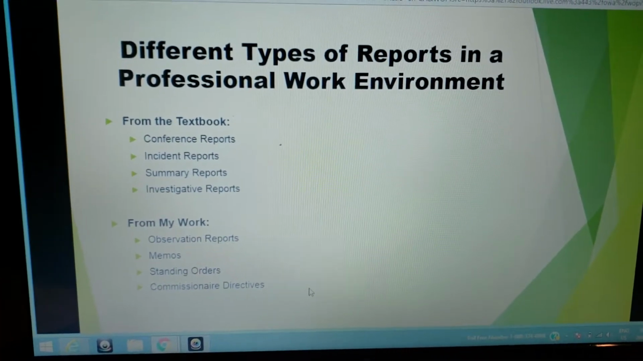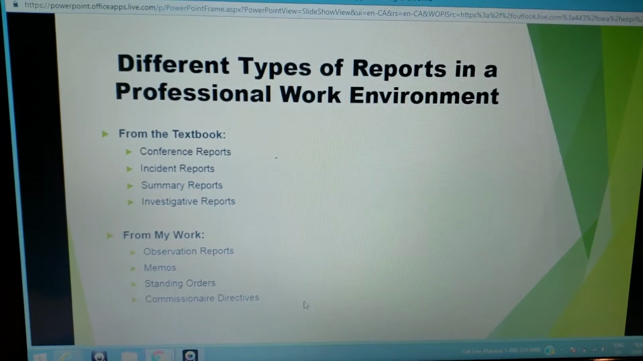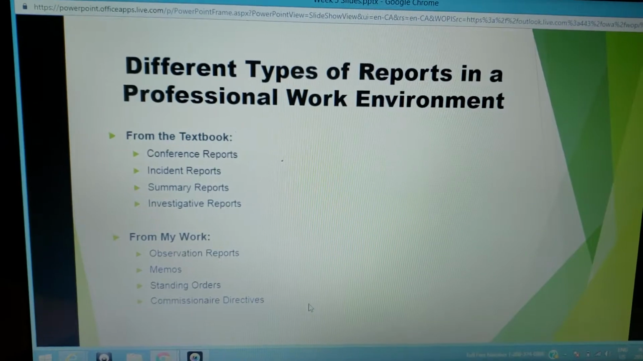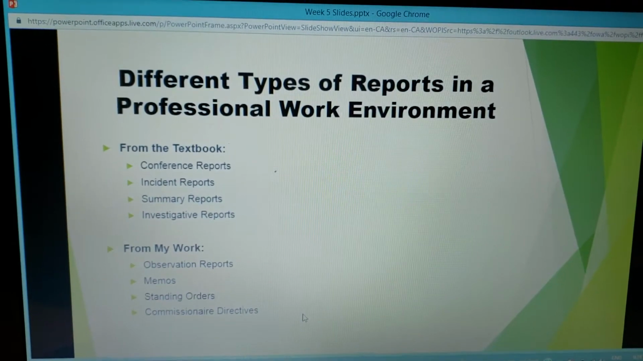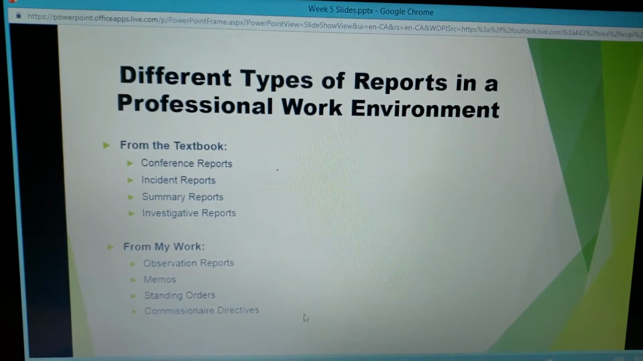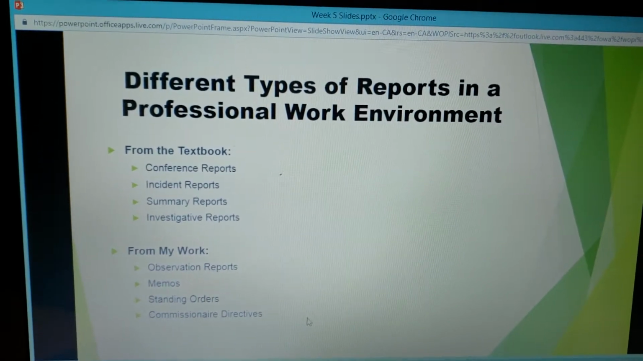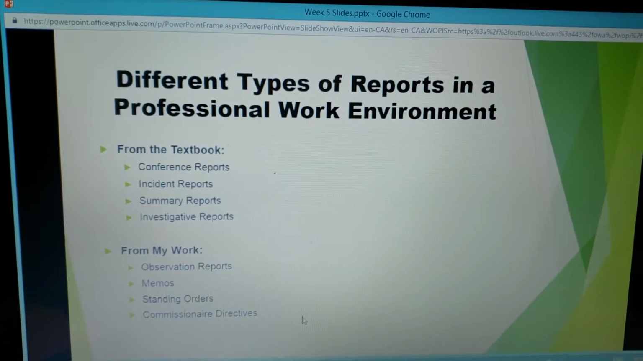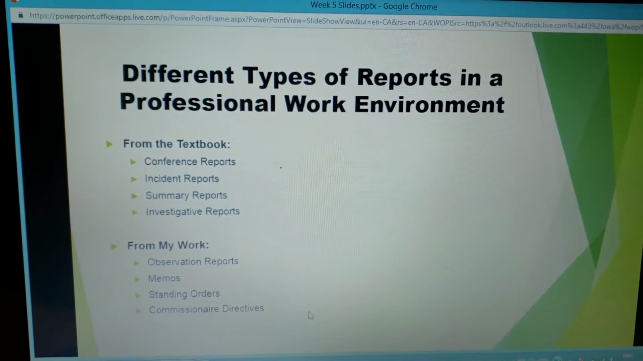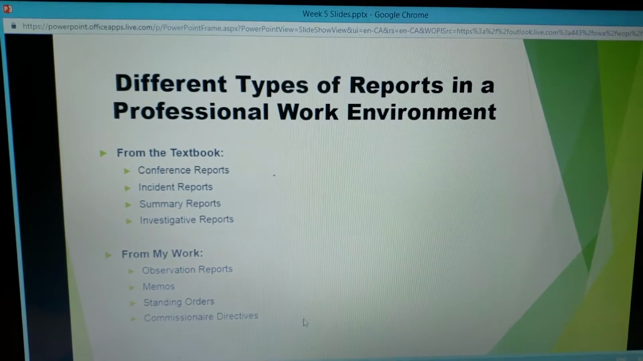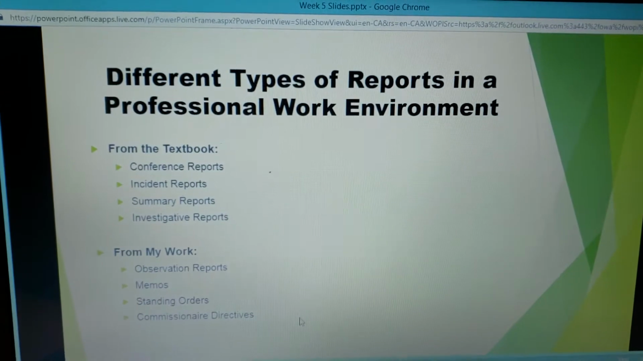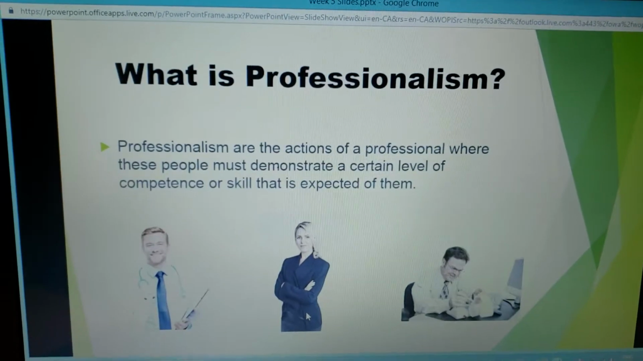Memos in my place of work are usually written and provided through email, where they provide staff with information regarding staff training or any announcements that relate to staff, such as classroom closures or inmates who are involved in certain programs. Standing orders are written documents that describe the exact responsibilities and job descriptions for each staff member's post or position. Commissioner directives are written by the commissioner and are documents that must be followed, as they are the rules and guidelines that staff and inmates must adhere to.